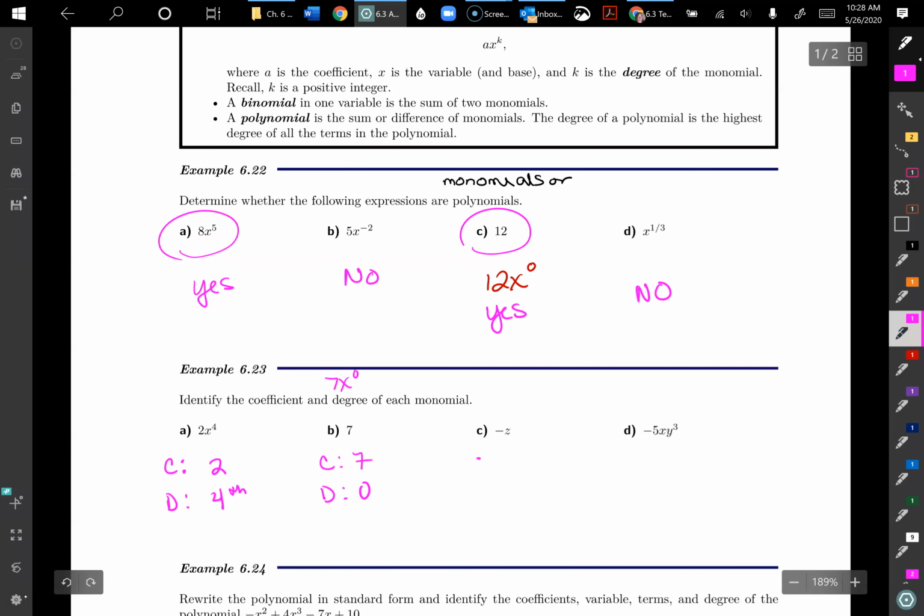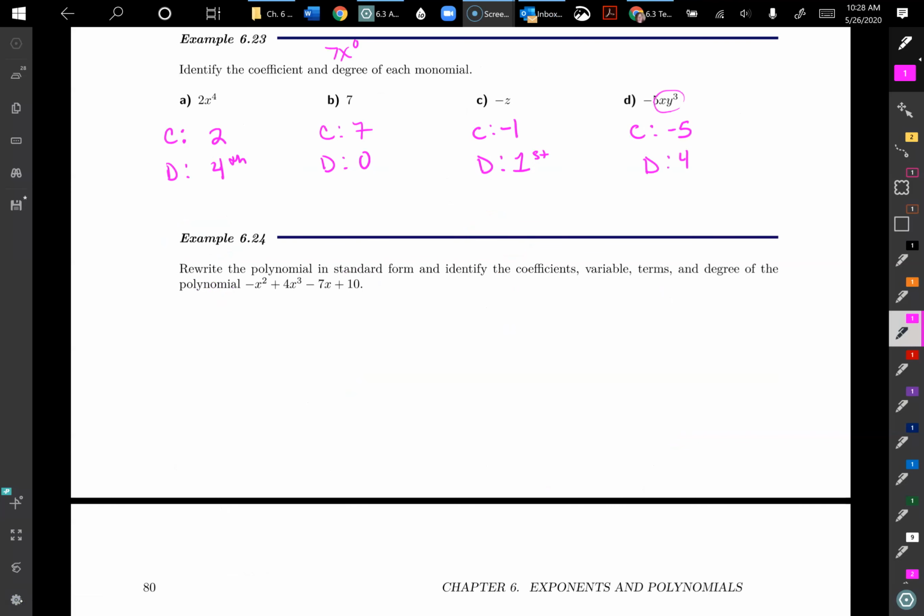Negative z, the coefficient would be -1, and the degree is first degree. D, coefficient would be -5. The degree, we actually have two different variables, so it's a little bit tricky thinking about that. To find that out, we would add the exponents together. That's the only case we do that. So the degree would be 4. And in Math 99, you learn more about this last situation.